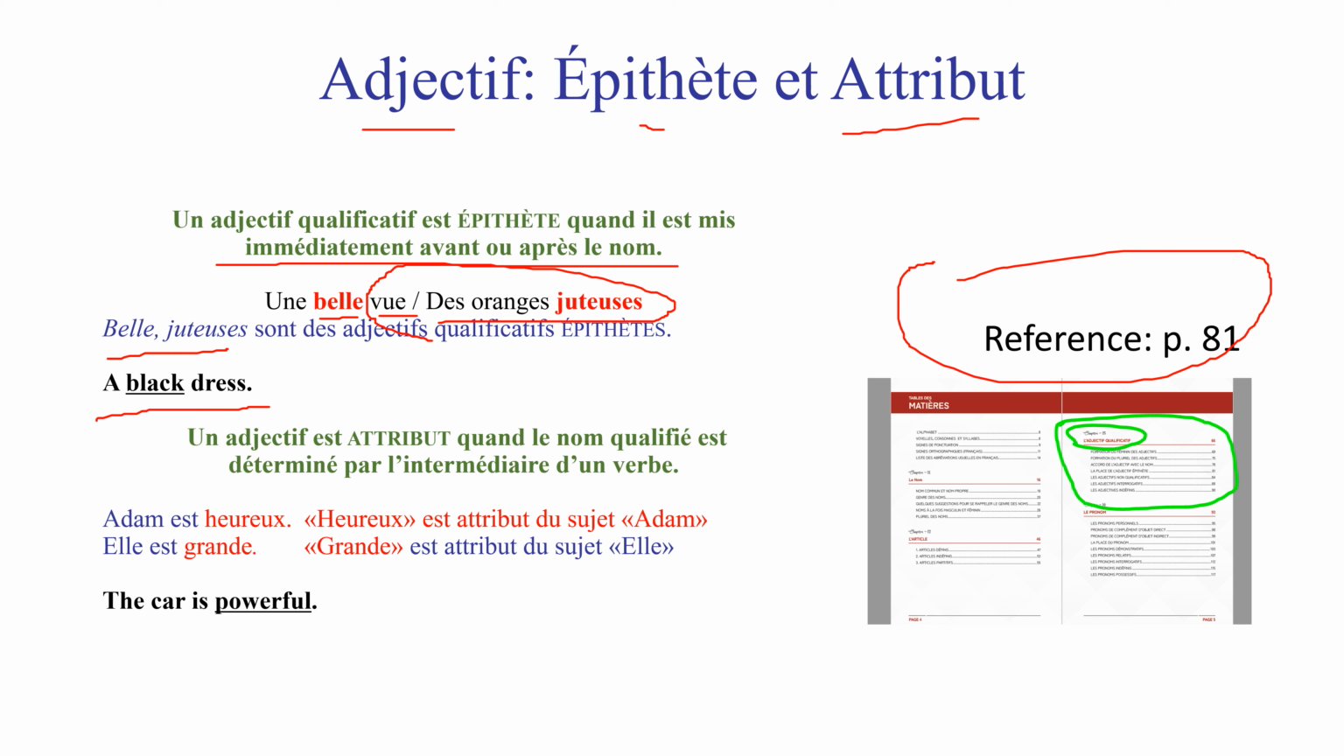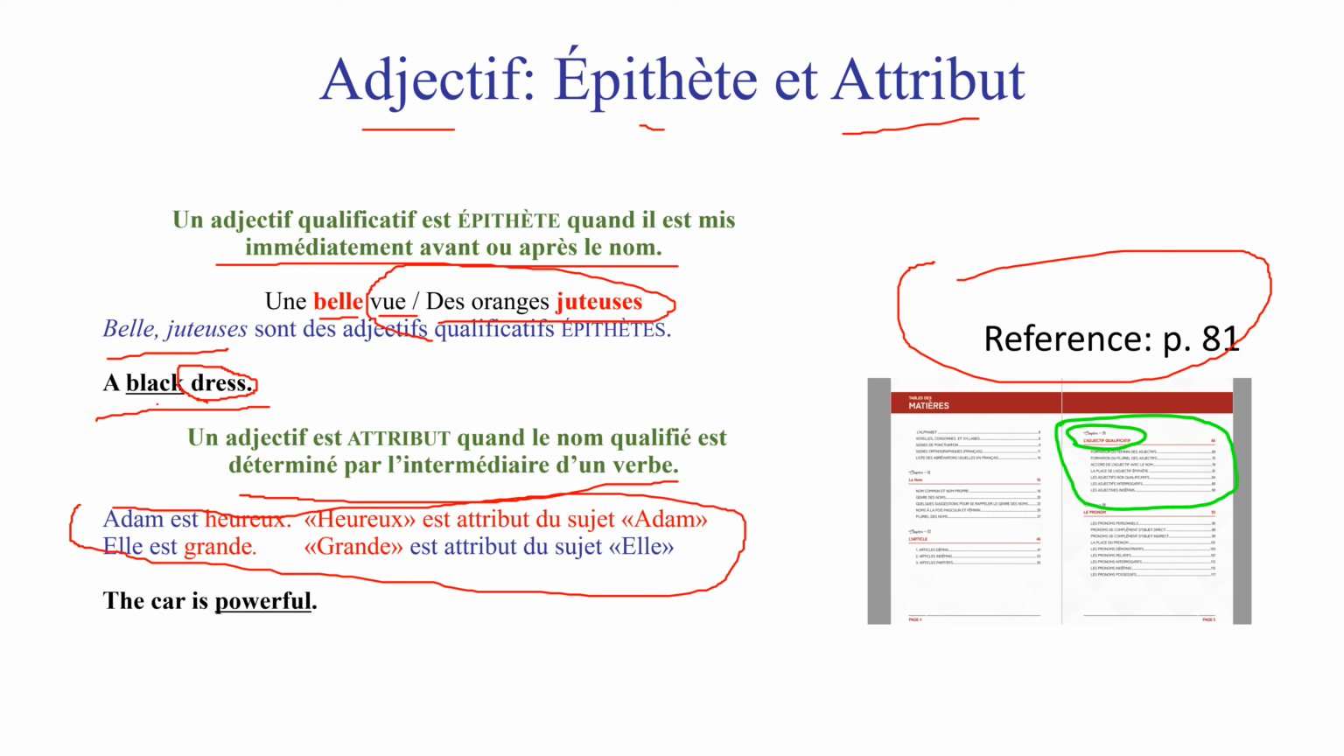If you look at the example in English, a black dress, black is placed right before the noun dress. Therefore, black is an epithet, an adjectif épithète. Let's look at attribut now. Un adjectif est attribut quand le nom qualifié est déterminé par l'intermédiaire d'un verbe. Now, what does that mean, par l'intermédiaire d'un verbe? It means it has to go through the verb first. So, an adjective is said to be attribut, or attribute, when the noun it qualifies is determined through a verb. The following example should help you understand that.